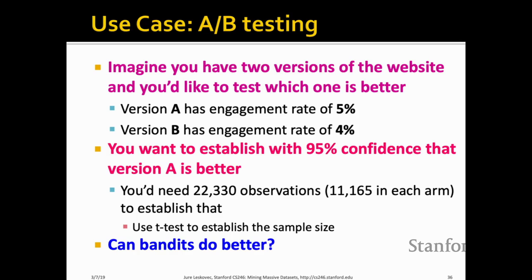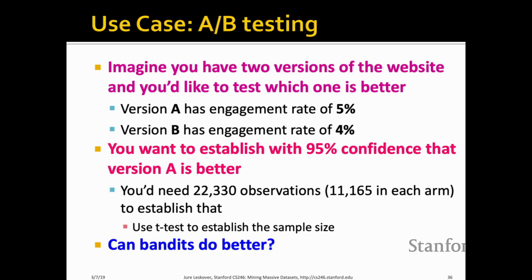And eventually what I'm going to try to convince you of is the fact that A/B testing, as simple and elegant as it is, is much more expensive than what we have seen today through the multi-arm bandit problem, okay? So in the case of A/B testing, if you go through the math, you're going to need roughly 22,000 observations, so 11,000 for each arm, each condition, A or B, to establish within that confidence value if A is better than B. And we're going to use a t-test example to establish the correct sample size, okay?